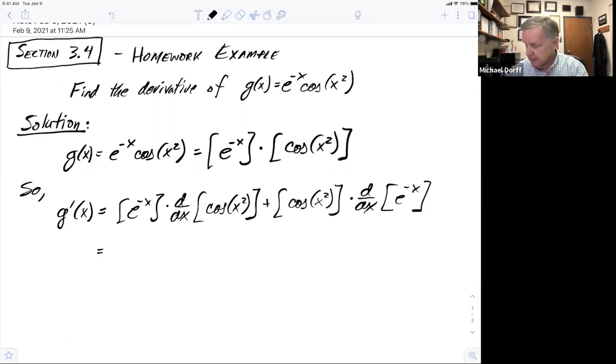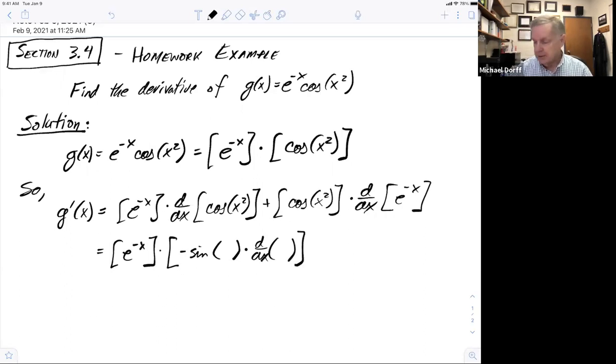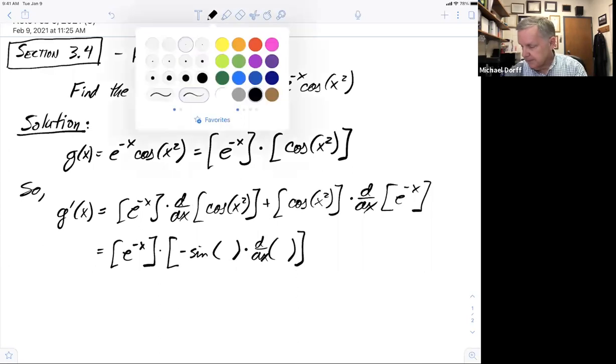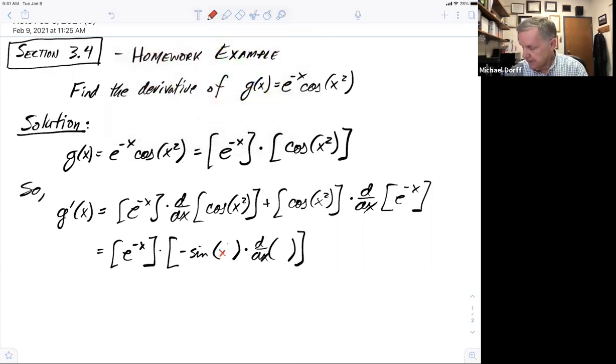Now, let's work on this. So I've got e to the negative x. Now I'm going to do the derivative of cosine of x squared. Here's where the chain rule comes in. So what do I get? I do the derivative of cosine. The derivative of cosine is negative sine, and I keep what's in the parentheses times the derivative, d/dx, of what's inside the parentheses. Okay, that's the chain rule. Now what goes inside the parentheses? In this case, in both cases, it's x squared.